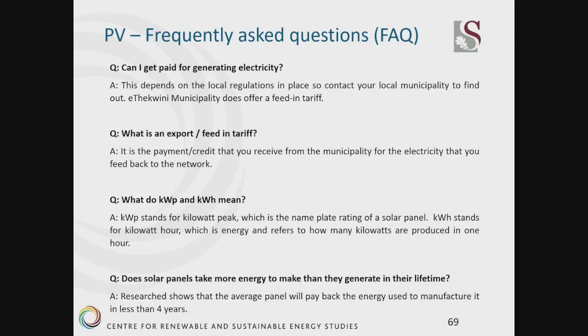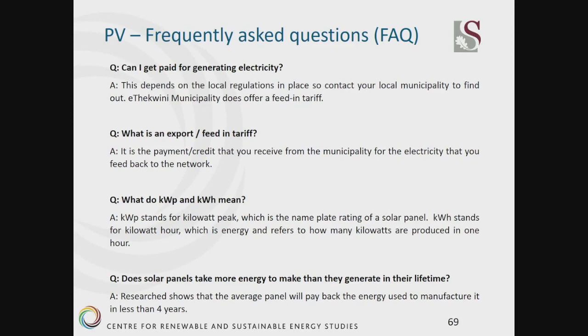What do kilowatt peak and kilowatt hours mean? So kWp stands for kilowatt peak, which is the nameplate rating of a solar panel. kWh stands for kilowatt hour, which is energy. And this refers to how many kilowatts are produced in 1 hour. This is also the unit that you will be paying or selling electricity for.